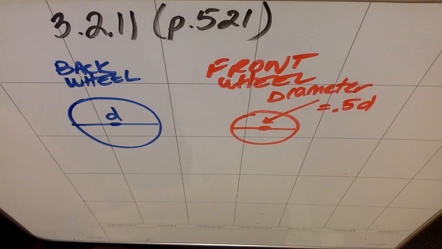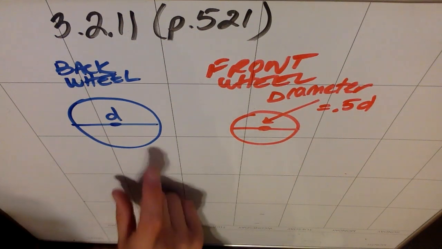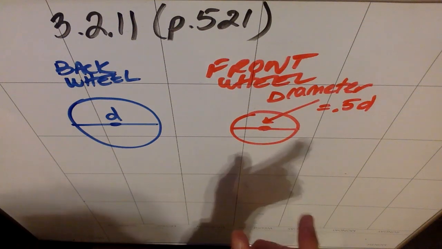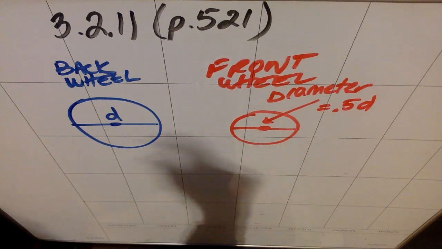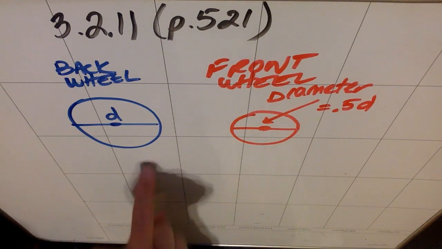Sanai customized her bicycle by exchanging the front wheel, this red one. She exchanged it for a wheel that had 1/2 the diameter of the back wheel. So I called the back wheel's diameter letter D, and I called this one 0.5 D. When Sanaya rides her bicycle, how many revolutions does this wheel do for every revolution of the back wheel?